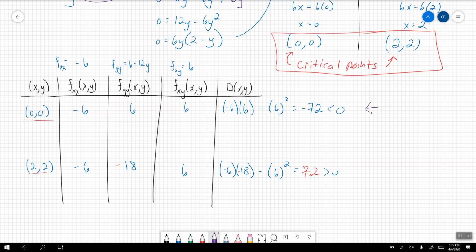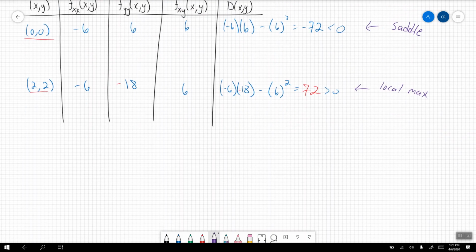So really quickly, I'm going to summarize here. I'm going to say saddle and local max. So my summary, and this is what I want to see. I'm going to be looking for the summary on every single question that I ask you for the exam. All right, so here goes my summary.